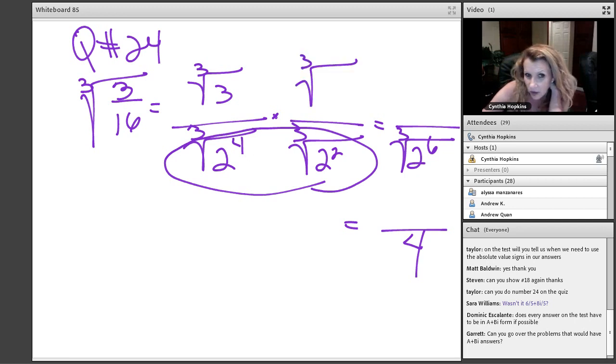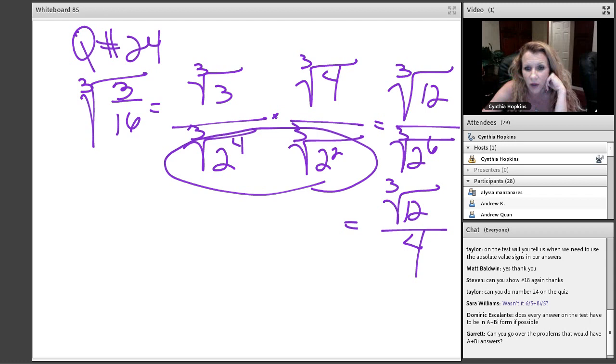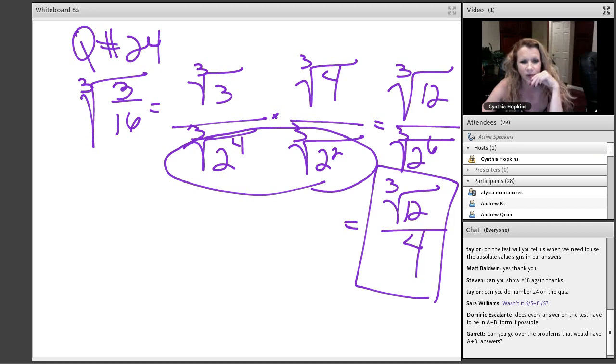Okay, and then up here, because I multiplied that denominator by the cube root of 2 squared, I have to do the same thing to the numerator, and isn't that the same thing as the cube root of 4? So now I'm going to multiply those 2 cube roots together, and I get the cube root of 12. And so my final answer is the cube root of 12 all over 4. We just rationalized that denominator. And that was number 24.